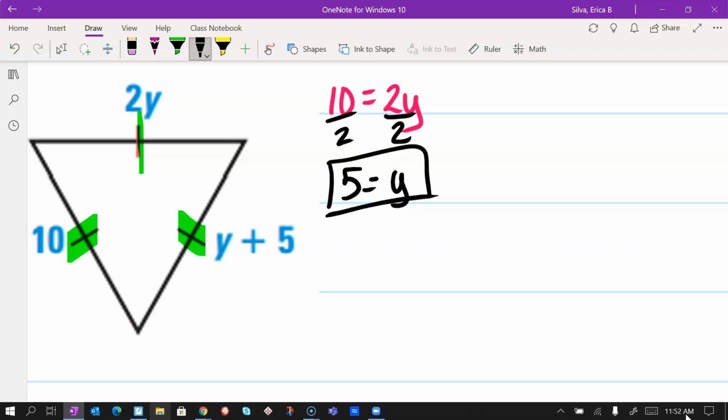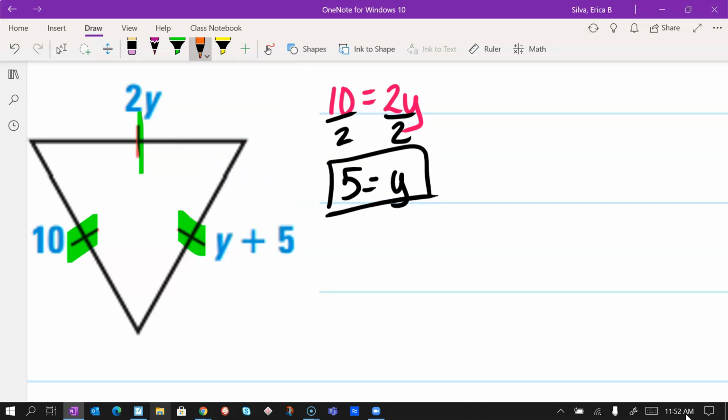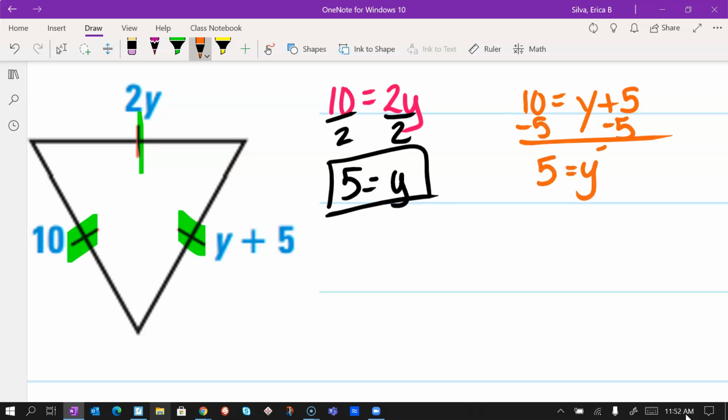That's one way. What's another way? 10 is equal to y plus 5. They are equal because their lengths are congruent. So we can solve for y there. Perfect. And then we have one more.